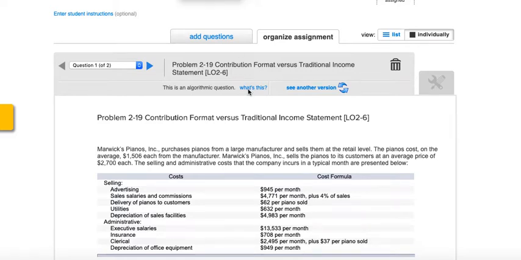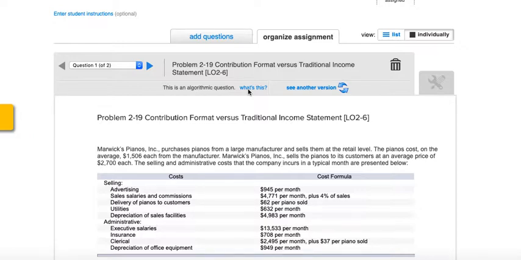Hey class, so this is chapter 2, and this is a problem that is similar to your homework. It might even be the same. We do algorithmic work in this class, which means y'all may have the same question with different numbers. So when I go through these examples, if you see similar numbers, don't worry about it. If you don't see similar numbers, don't worry about that either.